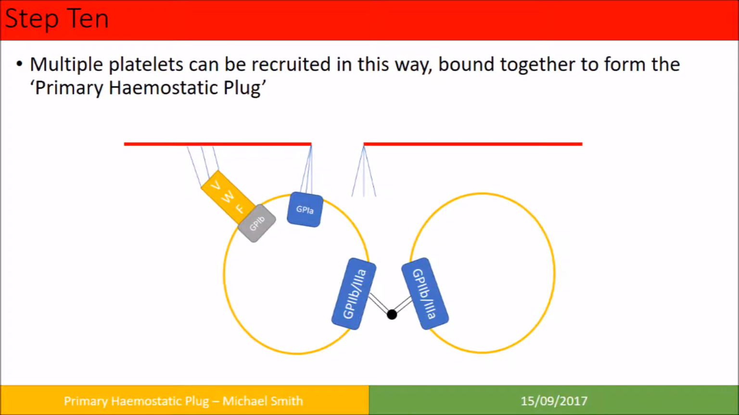This process then repeats over and over until you eventually have the formation of larger clots, as other platelets can bind at the other bits of exposed collagen, and the platelets each have multiple GP2B3A receptors, so multiple platelets can bind through other fibrinogen molecules.